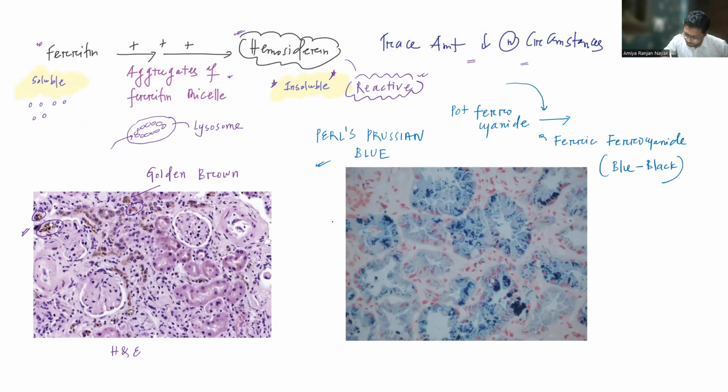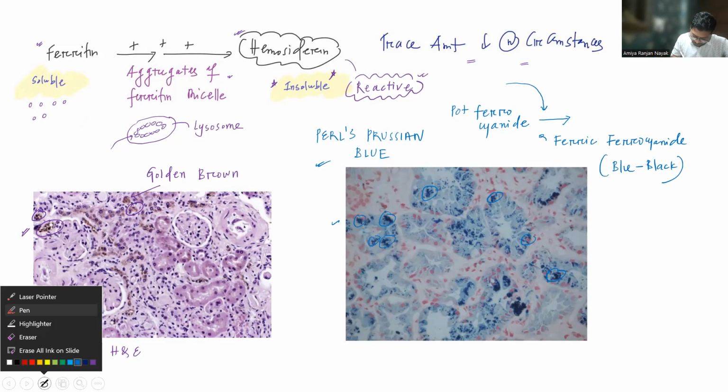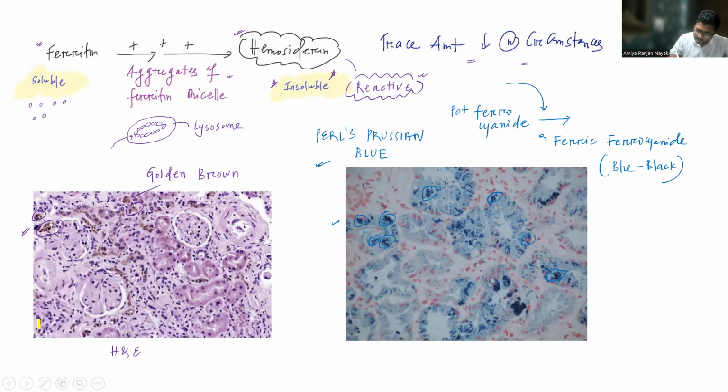So as you can see here, this is the Pearl's Prussian blue stain, and you can appreciate that these are the blue-black pigments. These are the hemosiderins. So hemosiderins can be identified in the normal H&E stain as golden brown pigments. And if you want to do a special stain, it is the Pearl's Prussian blue stain, in which we use potassium ferrocyanide, which will be converted to ferric ferrocyanide, and this will give a blue-black color. So this is about the ferritin and the hemosiderin.